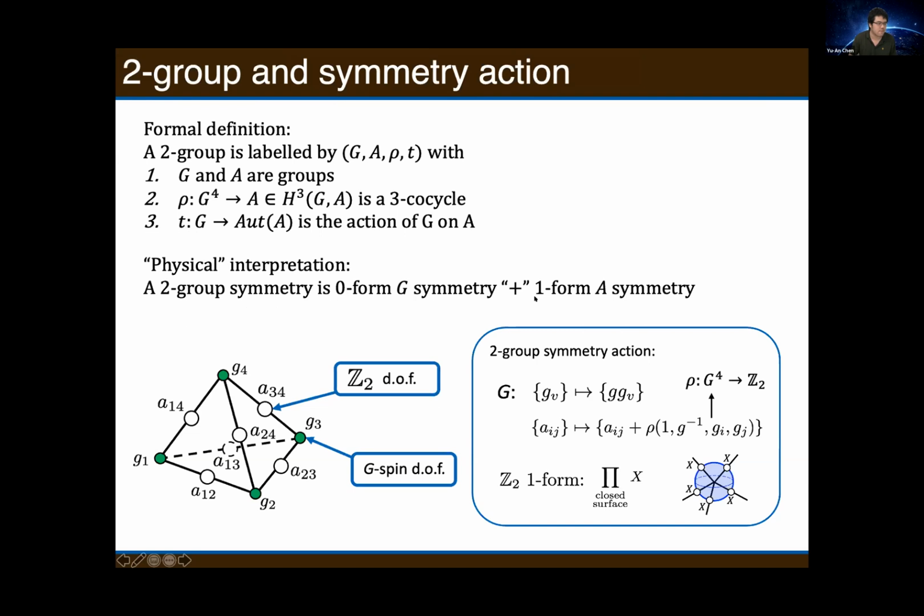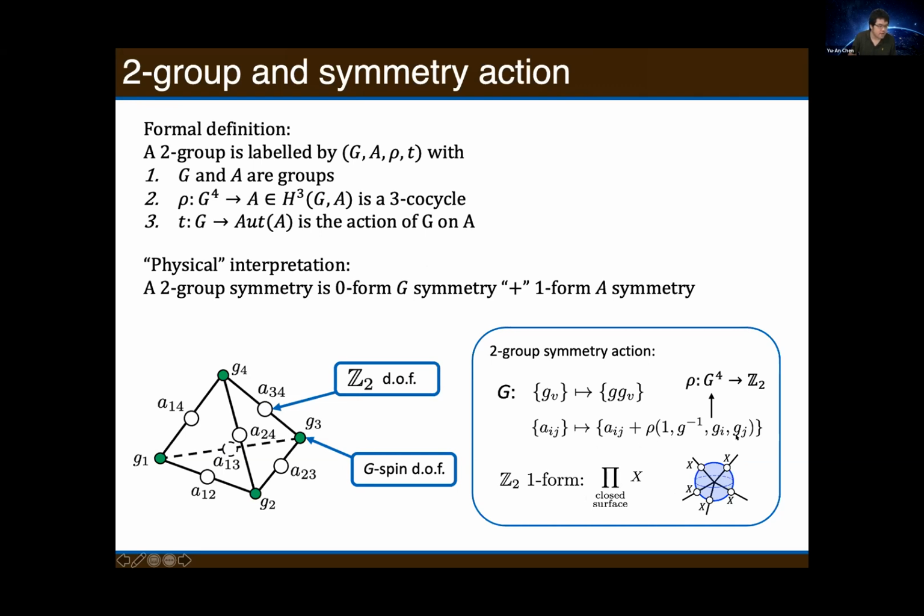as a zero-form symmetry plus a one-form symmetry. The zero-form symmetry is just the usual symmetry: we apply the group element G and multiply on every vertex. The one-form here means the symmetry action is actually on a codimension 1 sub-object. Here's an example. In 2D, we can consider any closed surface, and then we focus on the links which intersect with this closed surface. For example, here we draw a sphere, and we consider the product of X around the links which intersect with this sphere. Because the sphere is 2-dimensional, and we consider our space to be 3-dimensional, the 2-dimensional sphere has codimension 1. So this symmetry action is called a one-form symmetry action. The two-group means we have the zero-form symmetry and we have a one-form symmetry.